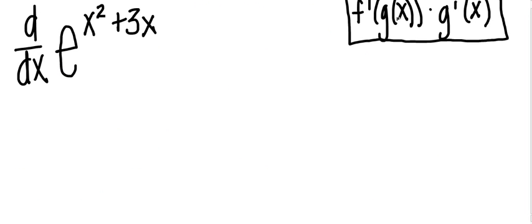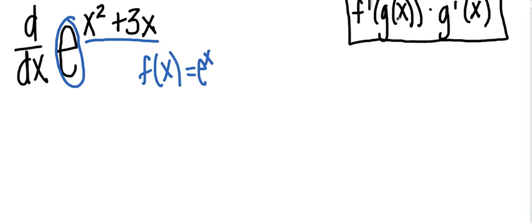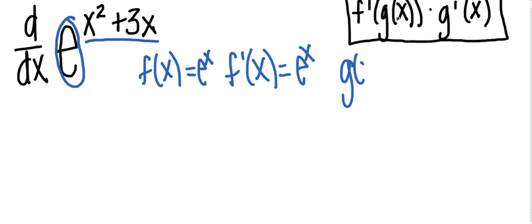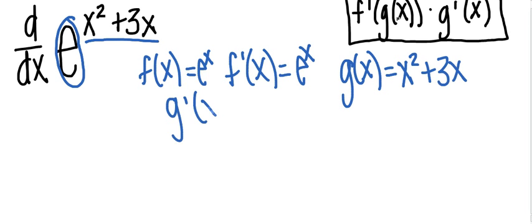This is the outside function, and this is the inside function. F of x equals e to the x. F prime of x equals e to the x. G of x equals x squared plus 3x. G prime of x equals 2x plus 3.